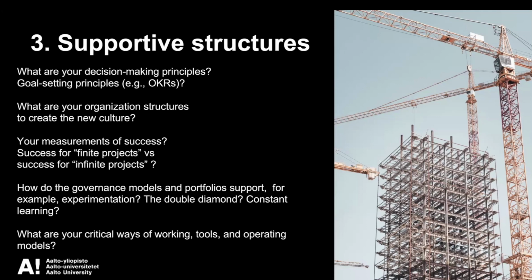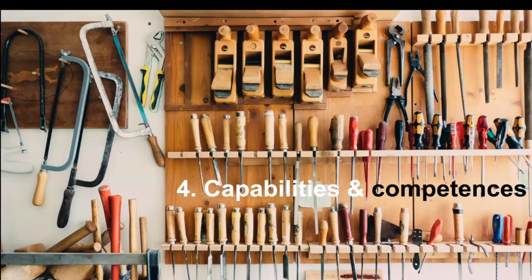And then, of course, we probably have some projects that are finite and have clear metrics. How do we know? All the supports like governance models, portfolio structures, all of those support the new kind of culture, such as experimentation and so forth. And then, number one, leadership wants to change. Number two, strategy and vision. Number three, support structures. Number 4, can we do it?